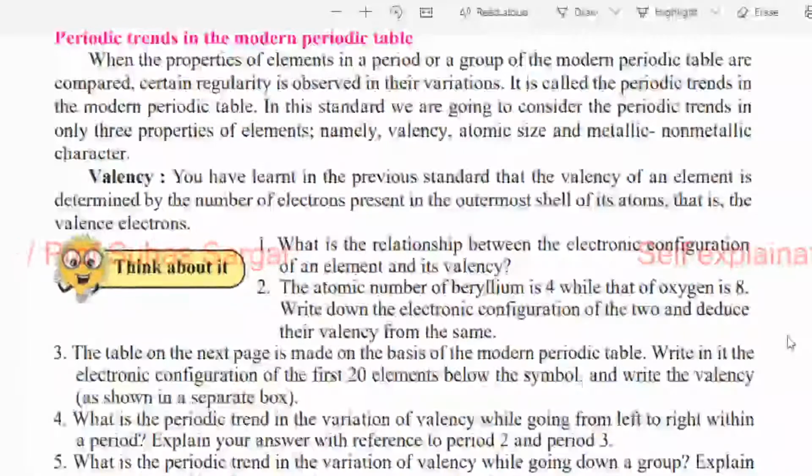Valency. You have learned in the previous standard that the valency of an element is determined by the number of electrons present in the outermost shell of its atom, that is, the valence electrons. Now think about it. First, what is the relationship between the electronic configuration of an element and its valency? The atomic number of beryllium is 4, while that of oxygen is 8. Write down the electronic configuration of the two and deduce their valency from the same.